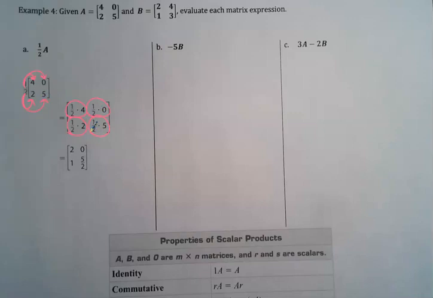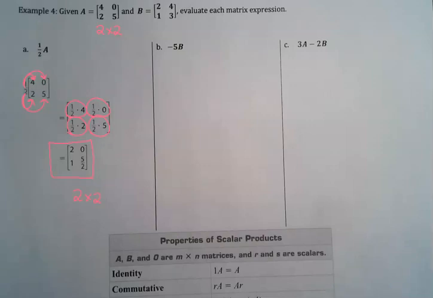Okay, so we're just distributing each part of that. So 1/2 times 4 is 2. 1/2 times 0 is 0. 1/2 times 2 is 1. 1/2 times 5 is 5/2. So notice you can have a fraction in here. And this is our final answer. Okay. Notice that our solution, right, we started, A was a 2 by 2, the dimensions were 2 by 2. Our answer is still a 2 by 2. The dimension shouldn't change at all.